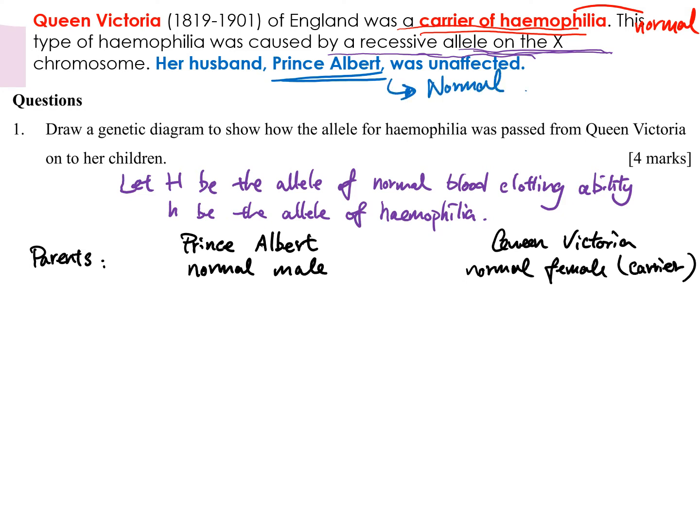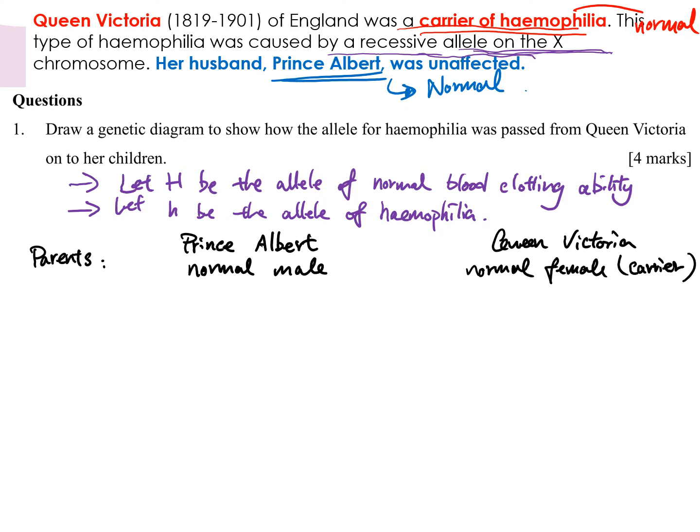So before we start doing the question, we have to let the allele first. Let the capital letter H be the allele of normal blood clotting ability, while we let the small letter h be the allele for hemophilia because it's a recessive allele. Therefore, we use small letter h.